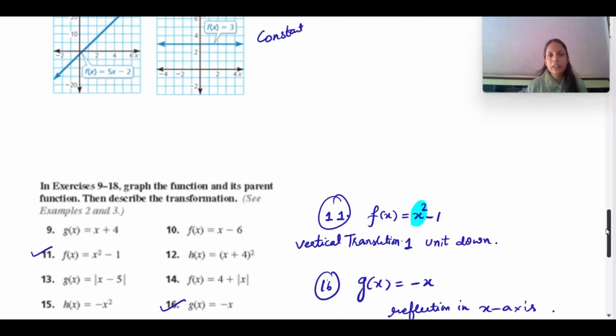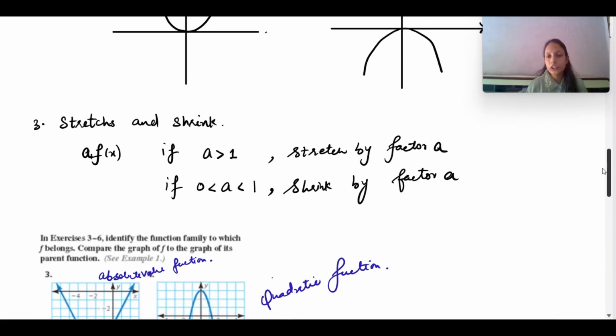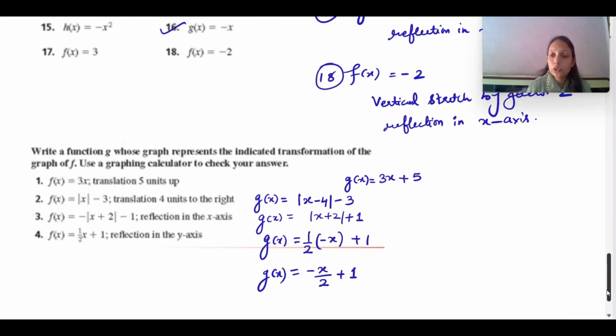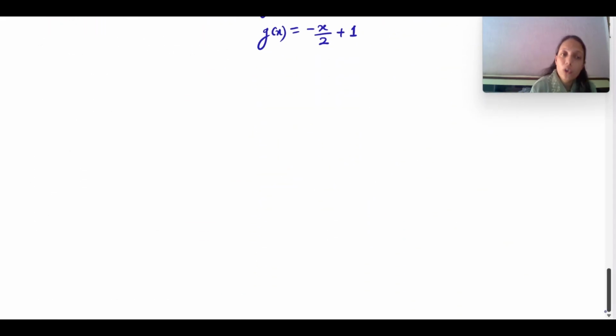Here we learn vertical stretch and shrink. When a is multiplied outside, that is talking about the vertical stretch and shrink. How do the horizontal stretch and shrink work? In a horizontal stretch and shrink, the a is multiplied inside with the x, f of ax.